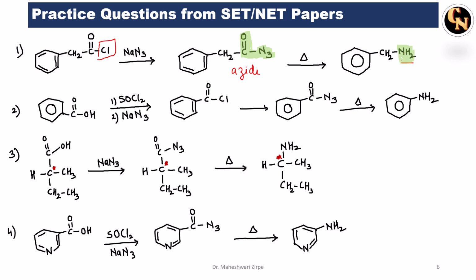Similarly, you can see the second question. There is benzoic acid, SOCl2 and NaN3, that is sodium azide. The first step is that it gets converted into acyl chloride. The acyl chloride gets converted into acyl azide. Now once you see acyl azide, it gets converted into an NH2 group. So this is a very simple trick you can remember, and you can solve the paper.